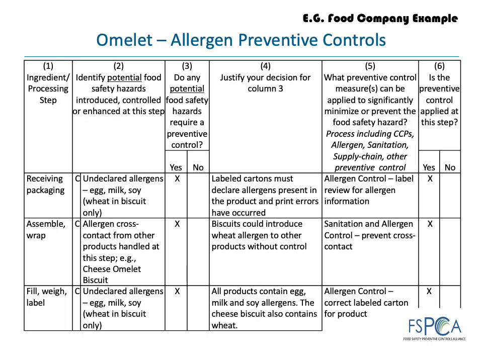The example illustrates three allergen preventive controls identified. 1. Ensuring that labels received from the printer accurately declare the allergens in the product. 2. Controlling the potential for allergen cross-contact at the assemble, wrap step, and 3. Ensuring that the correct product labeling with relevant allergens is put on the product.